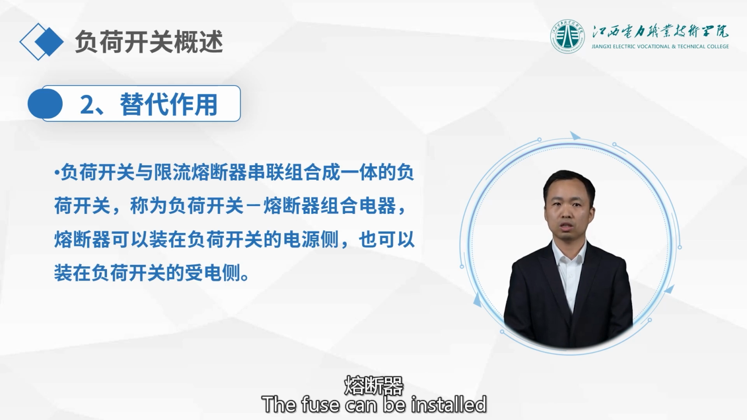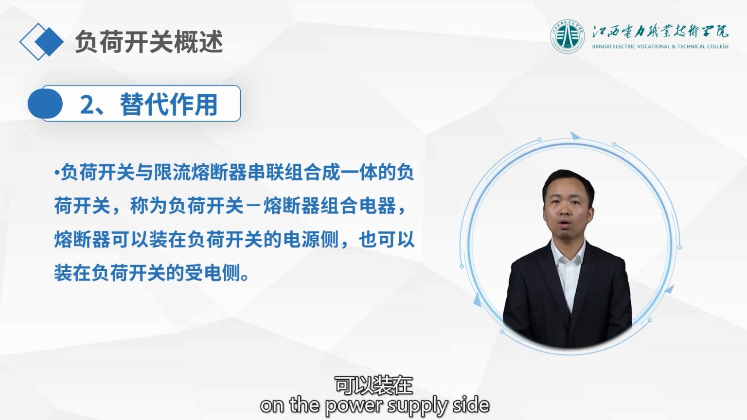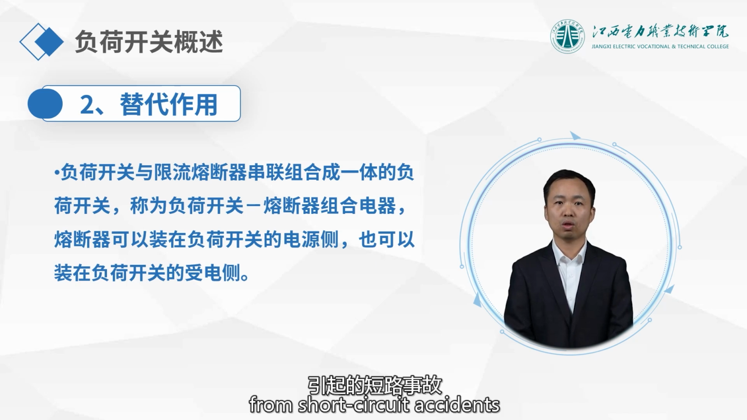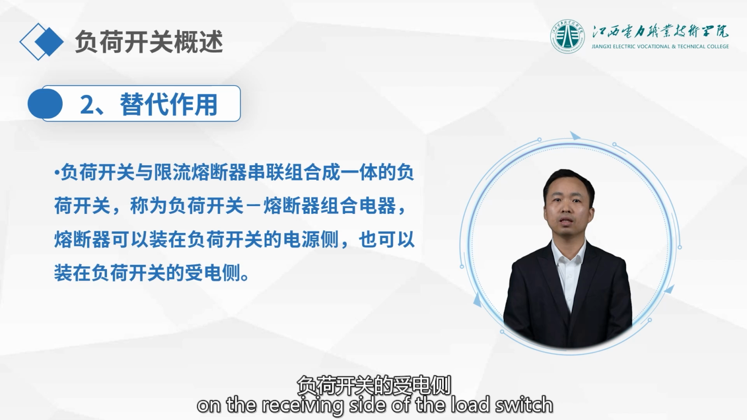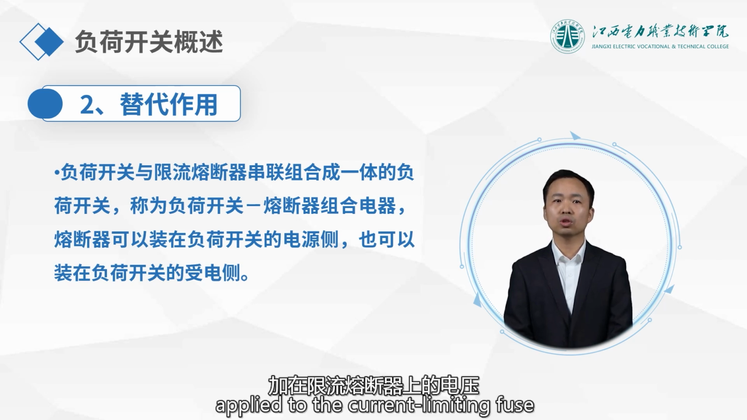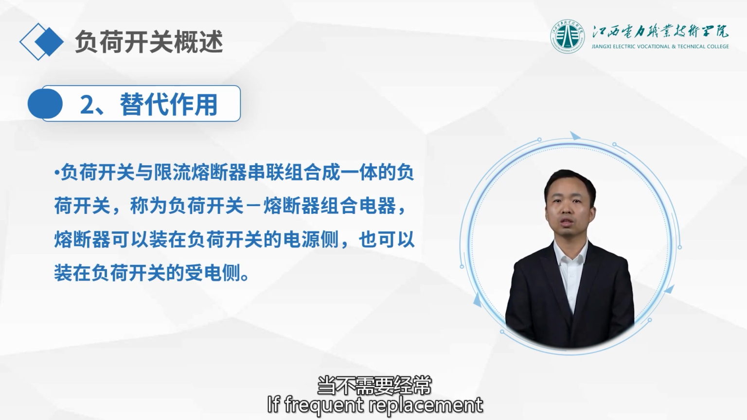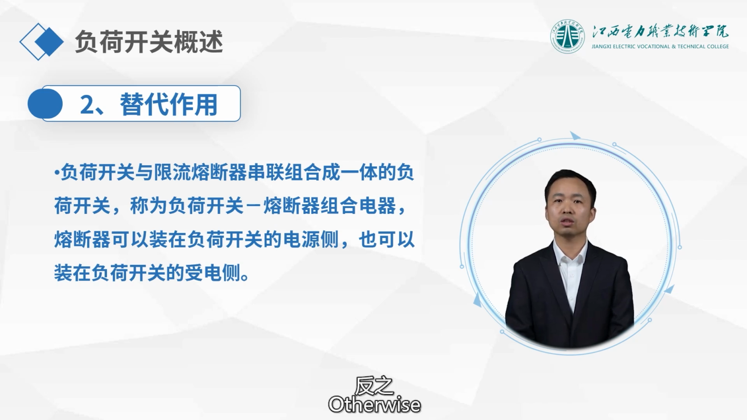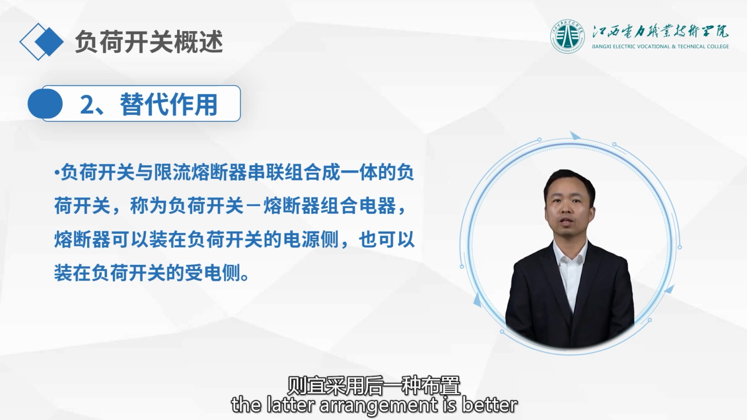The fuse can be installed on the power supply side of the load switch to protect the load switch itself from short-circuit accidents. The fuse can also be installed on the receiving side of the load switch to utilize the load switch as an isolating switch to isolate the voltage applied to the current-limiting fuse. If frequent replacement of the fuse is not needed, the former arrangement is preferred, otherwise the latter arrangement is better.